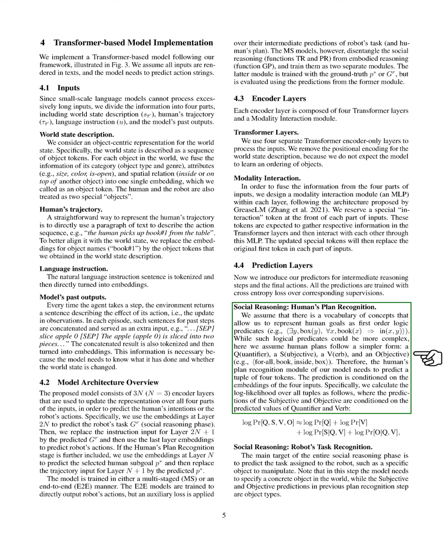We simplify this by assuming human plans consist of a quantifier, a subjective, a verb, and an objective. Thus, our model's plan recognition module predicts a tuple of these 4 tokens, relying on the embeddings of the 4 inputs. In terms of robot task recognition, our main goal during the social reasoning phase is to identify the specific task assigned to the robot, such as which object to manipulate.